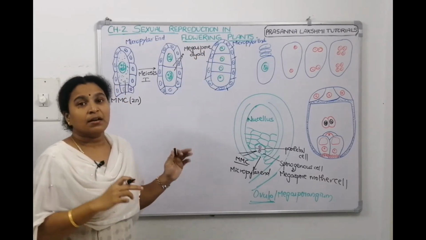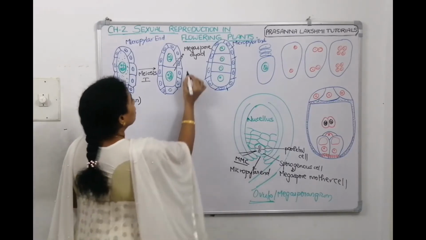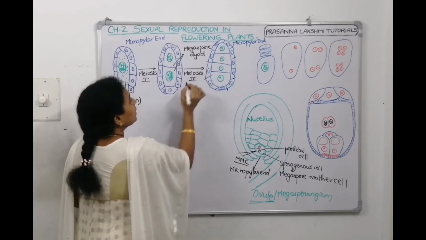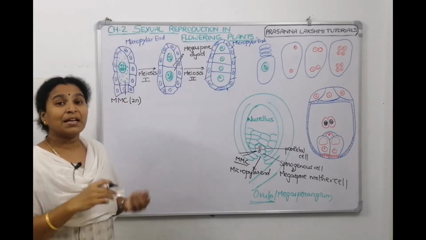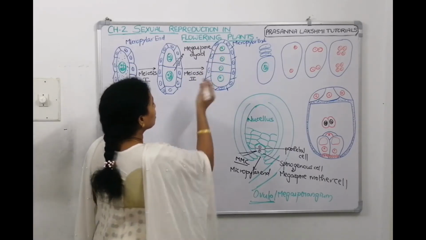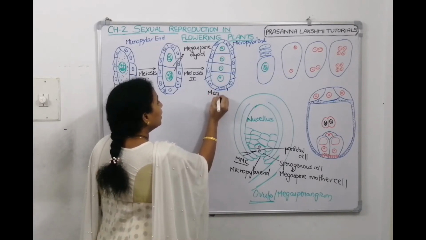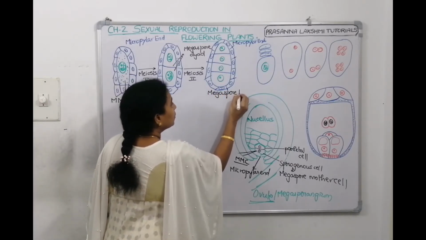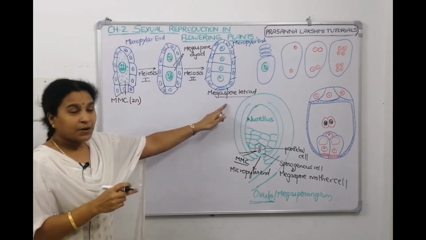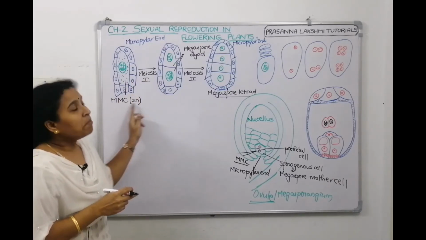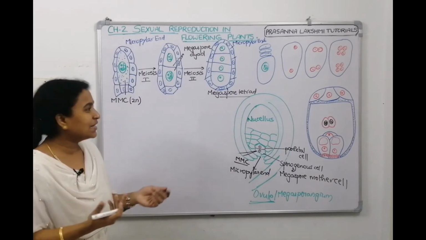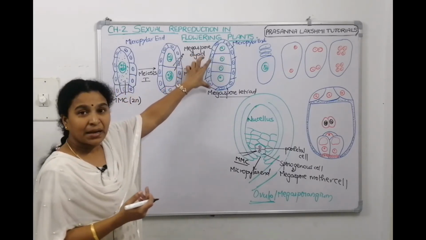Now this megaspore dyad will complete the meiosis 2 division also. The dyad cells will undergo meiosis 2 to form megaspore tetrad, 1, 2, 3, 4. Formation of megaspores from the megaspore mother cell by meiotic division inside the nucellus is called megasporogenesis. How easy it is. Like that, you got 4 megaspores.